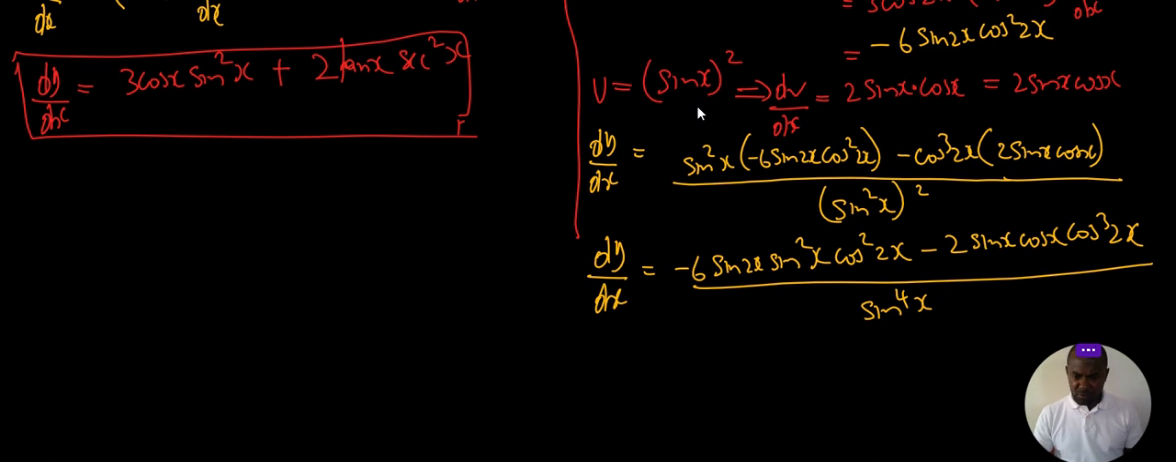So in the numerator, of course, let's see what's common. Is sine 2x common? No, it is not. Is sine x common to both terms? No, it is not. So there's not much we can do in terms of simplification. Of course, we have sine x and we have sine squared x. We could actually factorize, but it wouldn't help much. So we'll just leave it exactly as it is. So this is dy by dx equals negative 6 sine 2x sine squared x cos squared 2x minus 2 sine x cos cubed 2x all over sine to the fourth power of x, or sine of x to the fourth power.